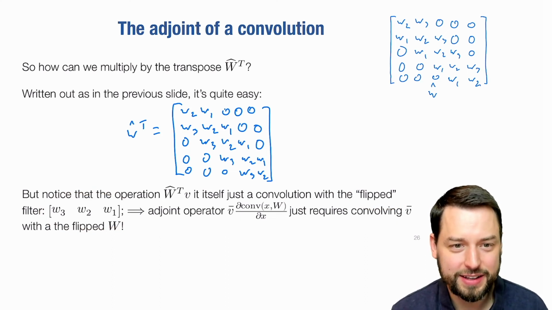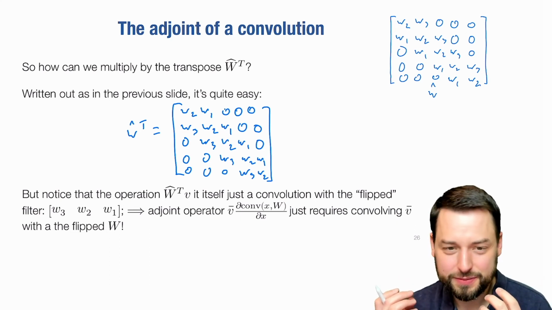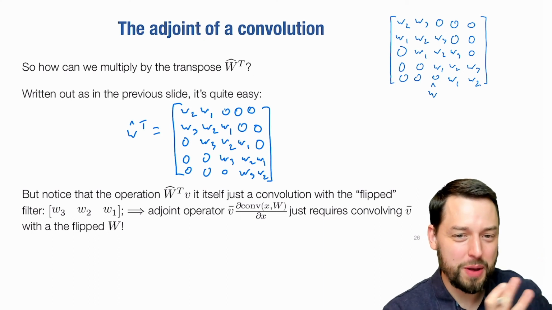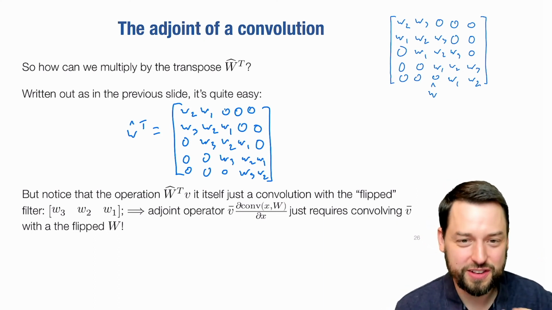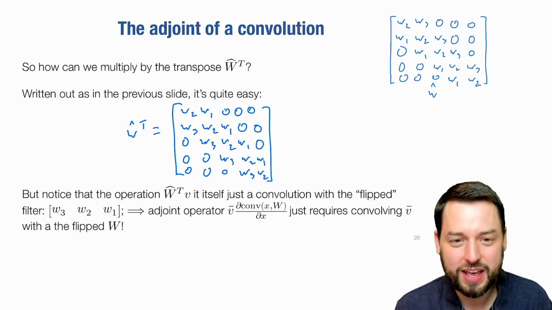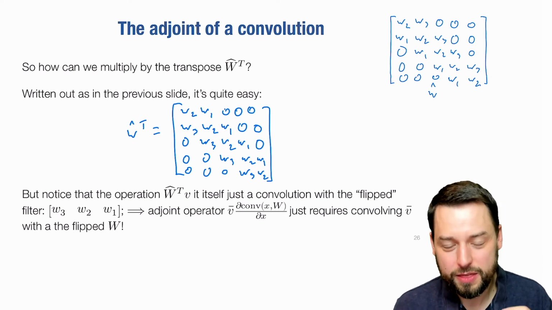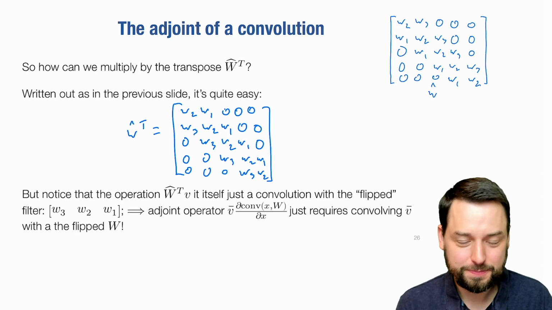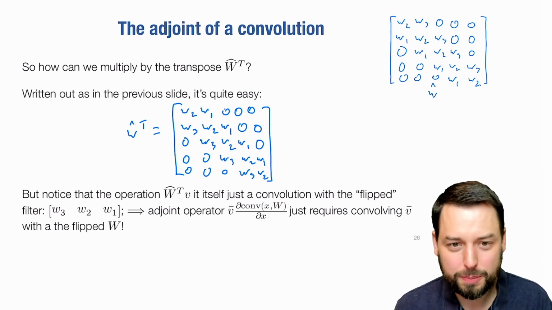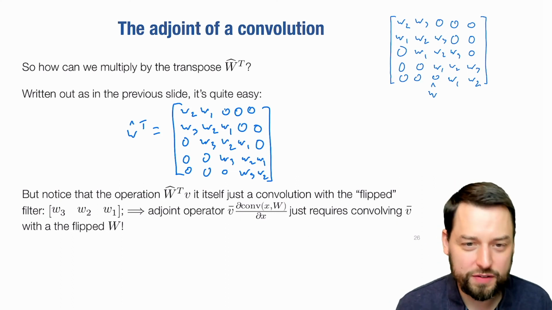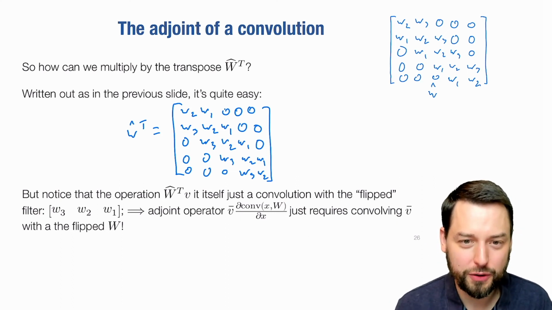By the way, that's the relationship I mentioned way before: signal processing uses this flipped version, and they actually call that a convolution. That is why this flipping is quite common. The key idea here is that multiplying by the transpose of a convolution is equivalent to convolving with a flipped version of the filter.